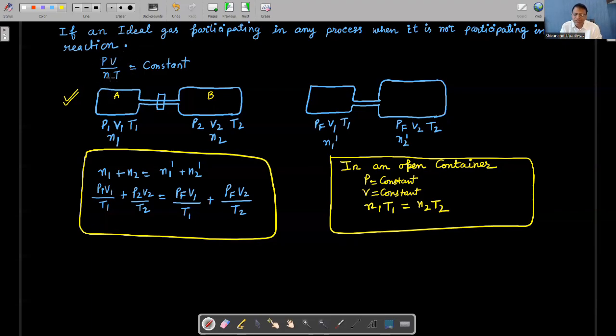When the number of moles is constant, then you can write P1 V1 upon T1. When it is variable, you can write P1 V1 upon N1 T1 is equal to P2 V2 upon N2 T2. In that question, temperature is constant and pressure is changing, so P1 V1 by N1 is equal to P2 V2 by N2. A lot of questions are based on this concept, and this is the key to solve them. This is always valid. Keep it in mind, and in that way you can solve many problems.